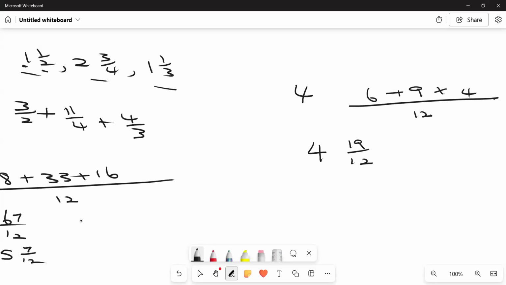You basically have a mixed number where the fraction part is actually an improper fraction. So you have to convert it to a mixed number. Remember, this means 4 plus 19 over 12, right? That's what it means. So this now becomes 1 and 7 over 12. And now you add the 4 and the 1, you get 5 and 7 over 12. So some people do it like that.